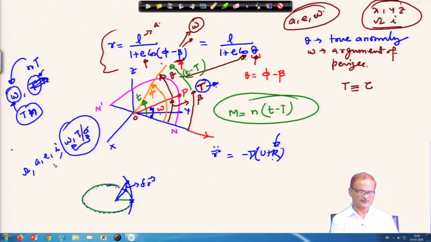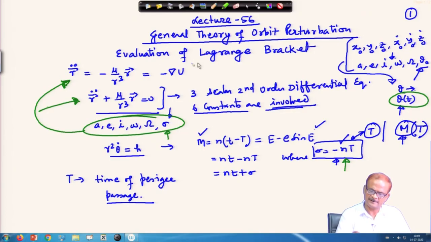So, this part you should remember, and perhaps I have not discussed this till now, but this is the right time to get into it, and I have described this. This is exactly what is taking place. So, this t will also vary if the perturbation term R is present. Now, we can start with the evaluation of the Lagrange bracket, which I have written here.